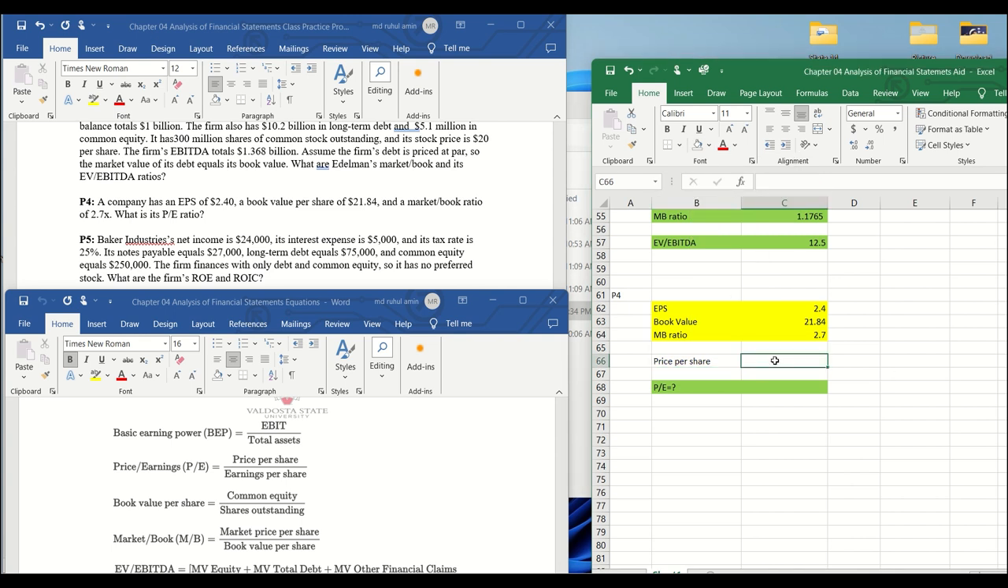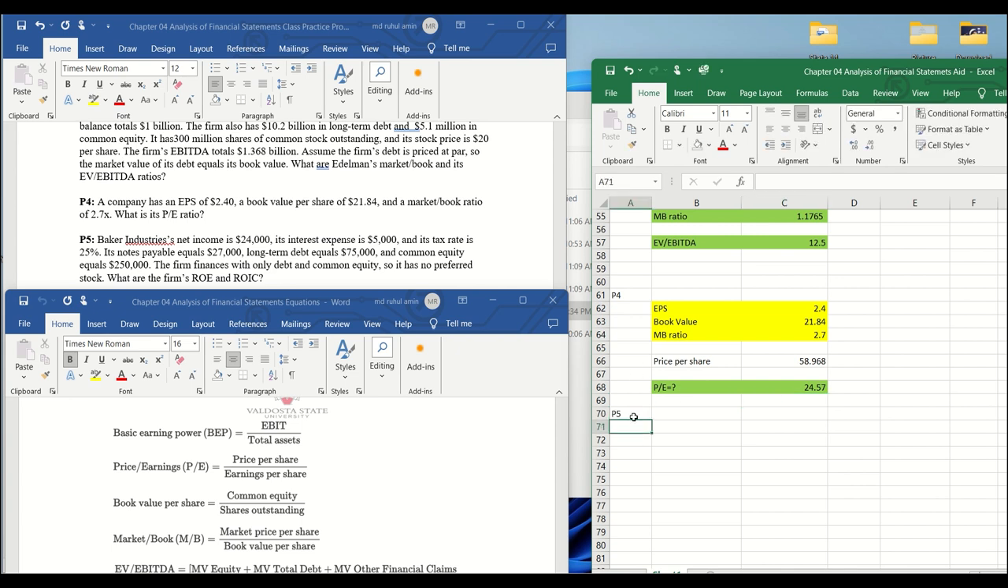Price per share should be book value per share times the market ratio. 58.97 would be the price per share. Then divide this by EPS. So 24.57 times would be the price earnings ratio, meaning per $1 of earnings, investors are ready to pay $24.57.